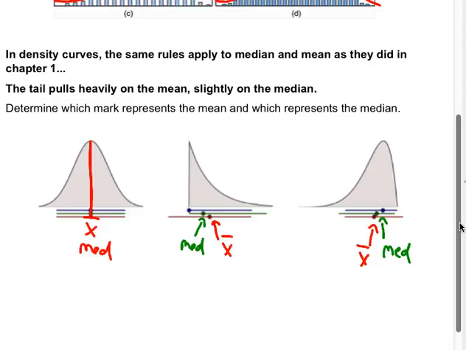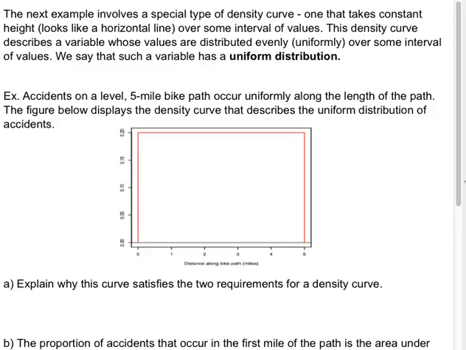So now let's look at a particular type of density curve. It's one that takes a constant height, so basically it looks just like a horizontal line. The density curve describes a variable whose values are distributed evenly or uniformly over some interval of values. We say such a variable has a uniform distribution. So let's take a look at what that means. Accidents on a level 5-mile bike path occur uniformly along the length of the path. The figure below displays the density curve that describes the uniform distribution of accidents. So basically, along these 5 miles of path, you're equally likely to get into an accident anywhere along the path.